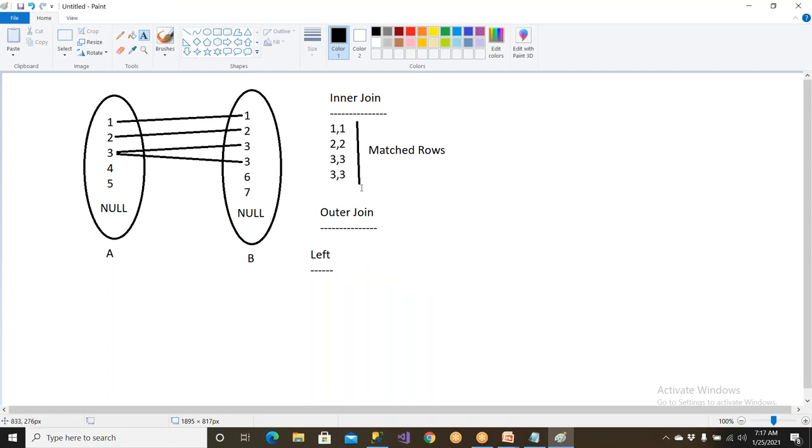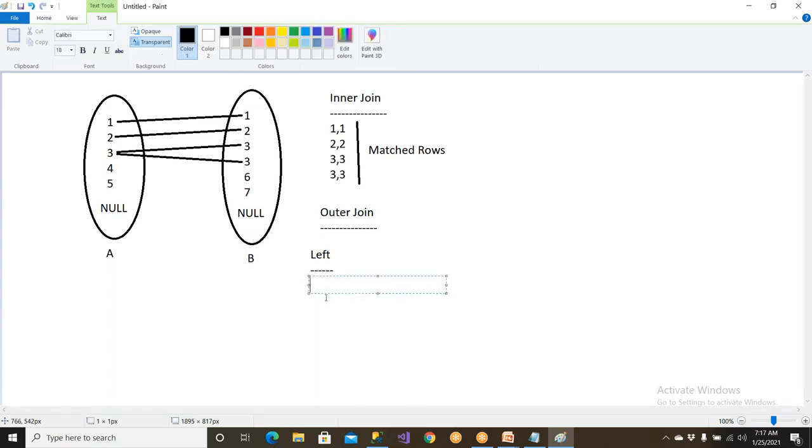So inner join gets you matching data. Outer joins will get you matching data plus unmatched data. So that is the beauty. So left outer join will get you matching data. What is matching data? 1 comma 1, 2 comma 2, 3 comma 3, 3 comma 3. This is matching data plus unmatched data from the left table. You assume this is your left table and this is your right table, right? So matched data from both tables will be given, plus unmatched data from the left table will be given.